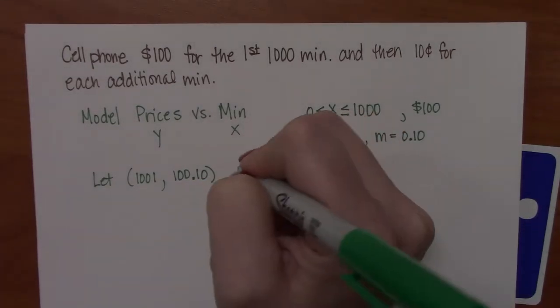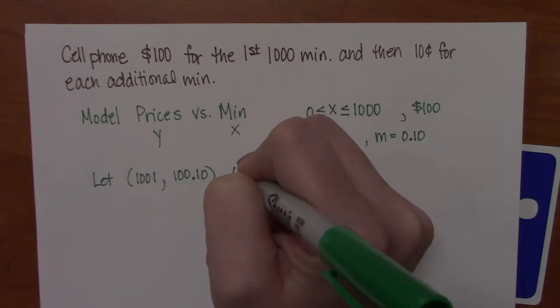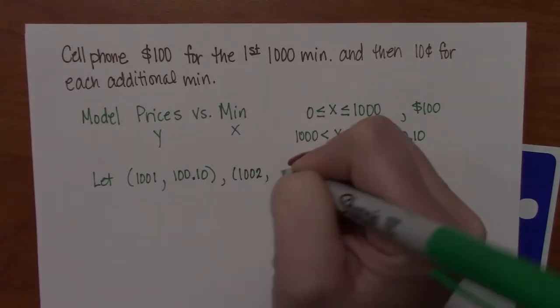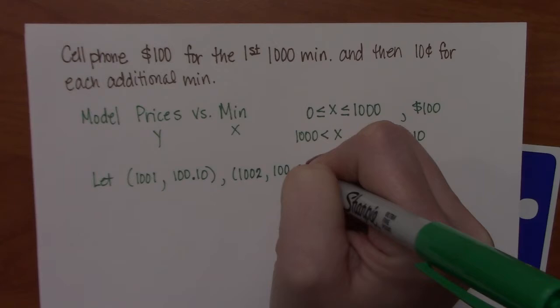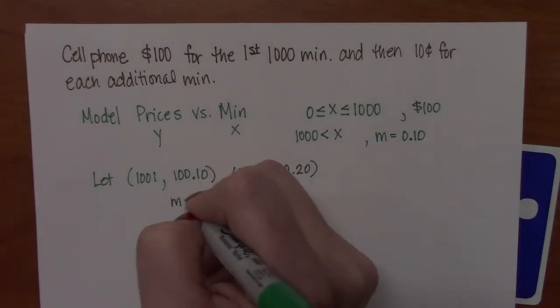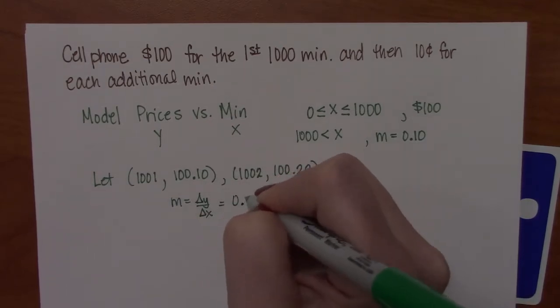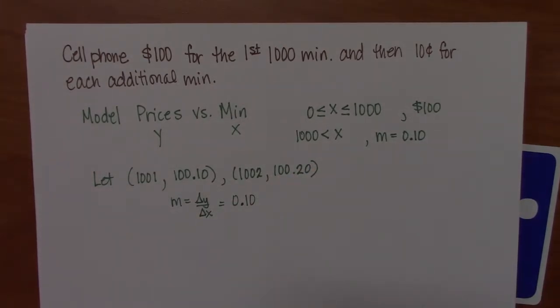And for a second point on this line, we could come up with a lot of them. If we talked for 1,002 minutes, the bill would be $100.20. You could also have just used the point at 1,000 minutes, where it was still $100, because that's still true as well. So if we calculate the slope, the change in y over the change in x, using 2 data points, you would still see that the slope is a positive 0.1.